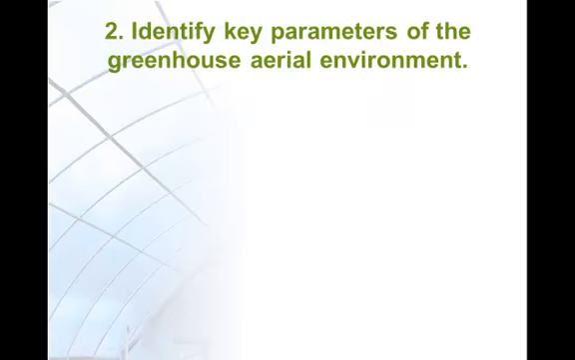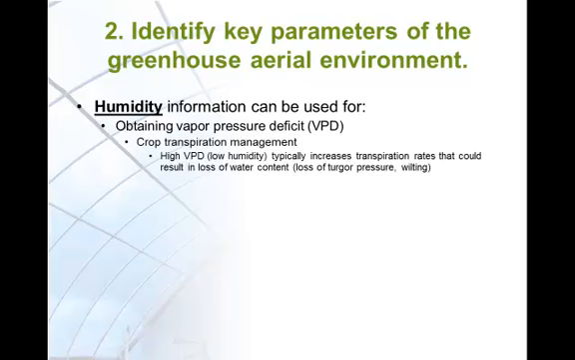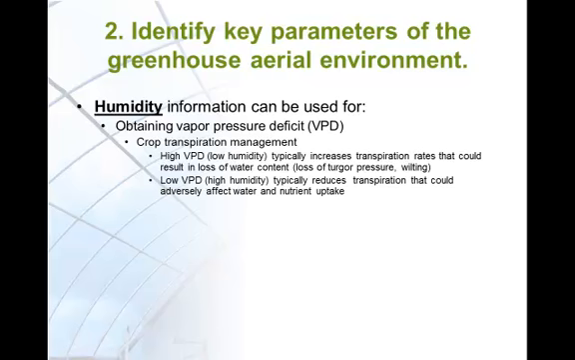Humidity is another key parameter vital to plant growth. Obtaining the vapor pressure deficit is important when managing crop transpiration. Low humidity or high vapor pressure deficit typically increases transpiration rates, which can result in a loss of water or in the plant wilting. High humidity or low vapor pressure deficit reduces transpiration that could adversely affect water and nutrient uptake. Dry air pulls moisture out of the plants faster than the roots can supply water. Humidity can also aid in condensate management.